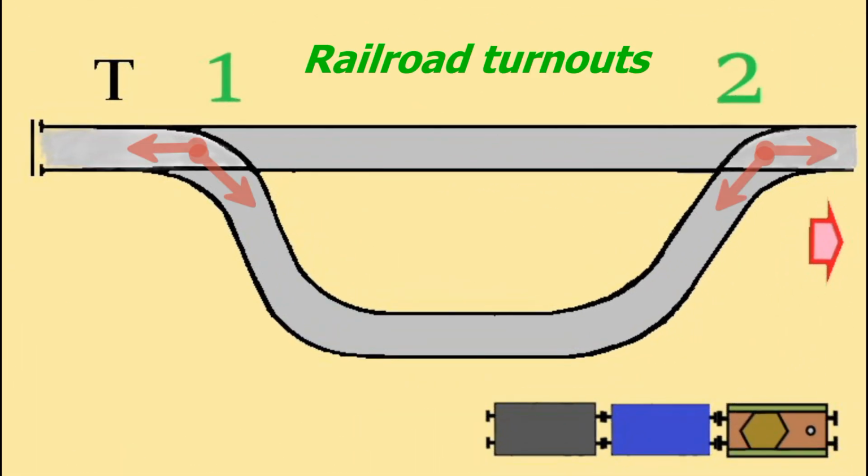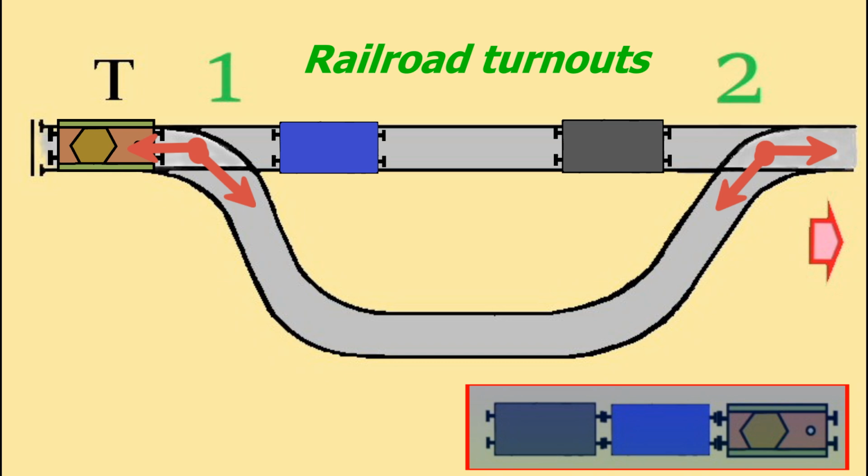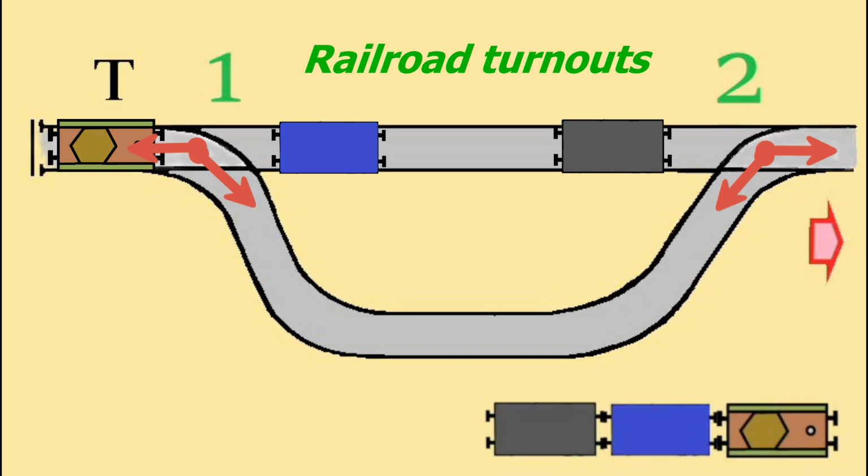Now on to the second task. Once again, there is a locomotive and two cars on the tracks. The goal is to assemble the train in the order shown at the bottom of the figure and depart from the station in the direction indicated by the red arrow, that is, to the right.